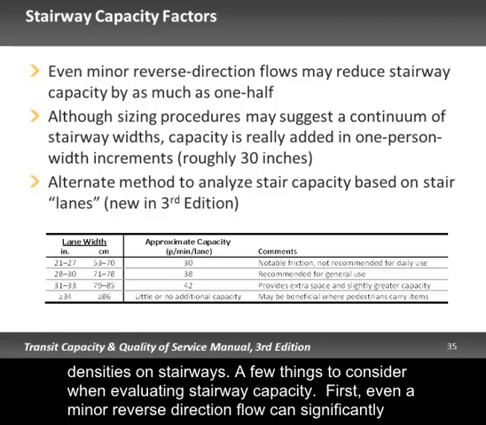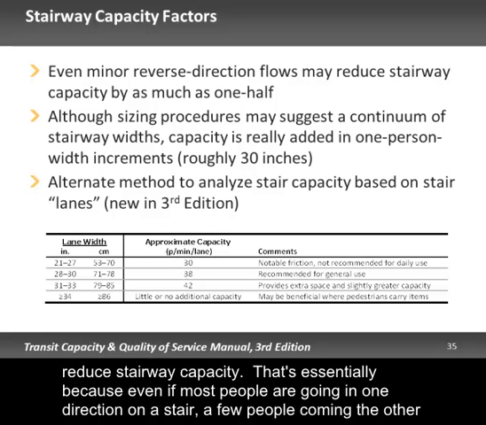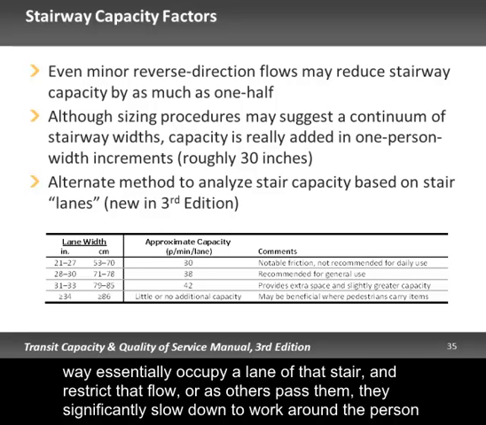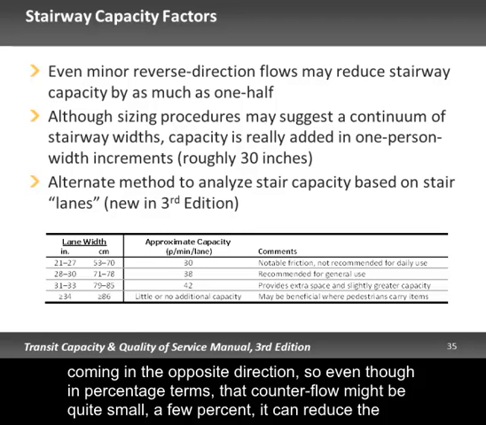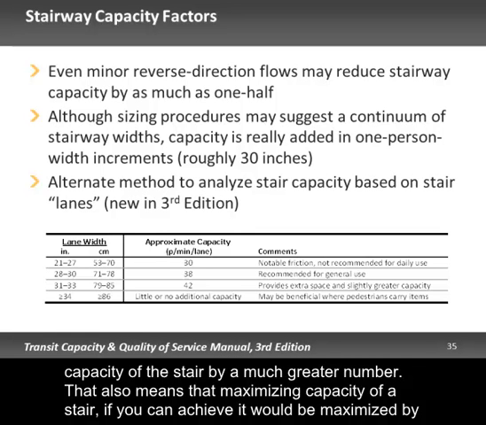A few things to consider when evaluating stairway capacity. First, even a minor reverse direction flow can significantly reduce stairway capacity. That's essentially because even if most people are going in one direction on a stair, a few people coming the other way occupy a lane of that stair and restrict that flow, or as others pass them, they significantly slow down to work around the person coming in the opposite direction. So even though in percentage terms that counterflow might be quite small, a few percent, it can reduce the capacity of the stair by a much greater number.